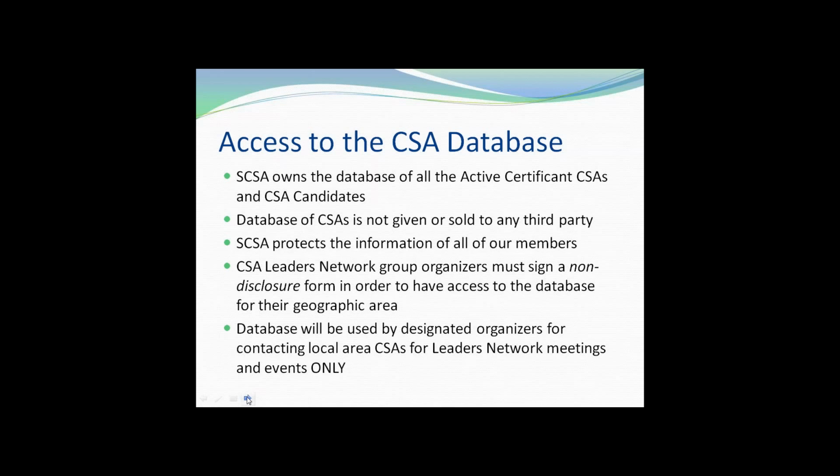CSA Leaders Network Group organizers must sign a non-disclosure form in order to have any access to the database for their geographic area, although this is not necessary. Some like the information to be able to use to phone and follow up, but the locator is also a way to get that information from the CSA website.